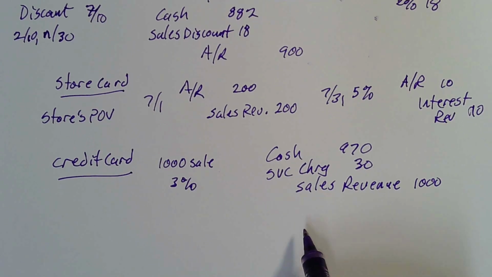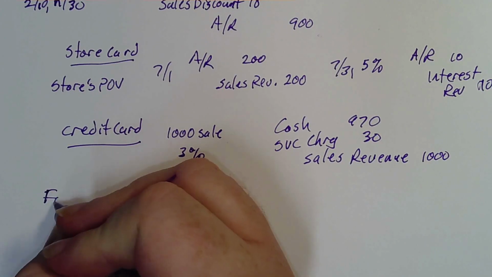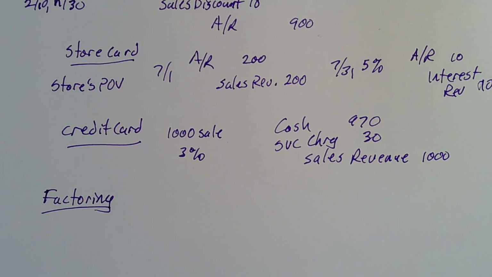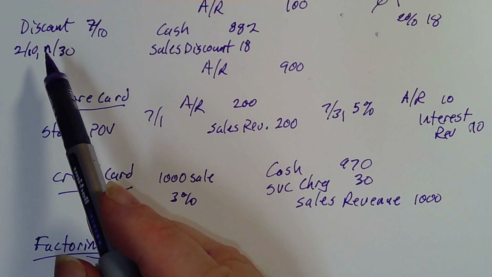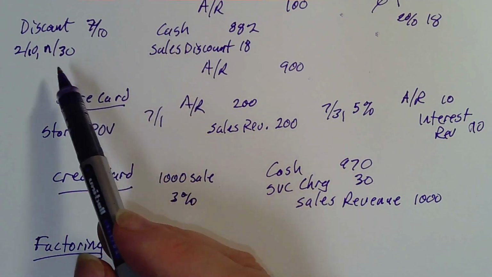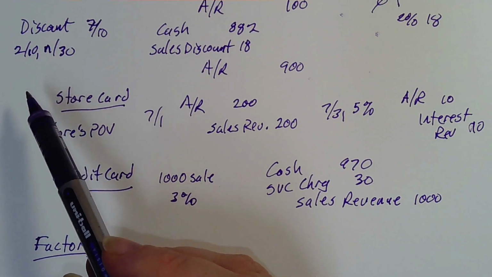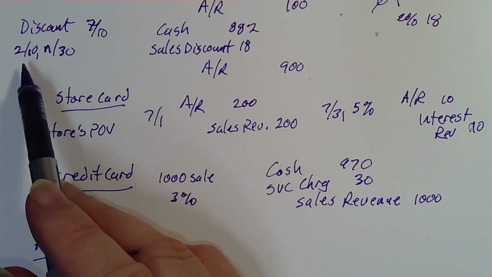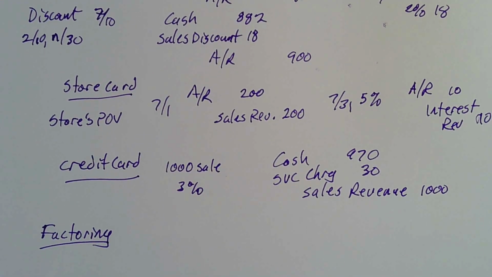Okay, one other thing we want to talk about with AR before we get into the main topic for this video, which is factoring. Sometimes, just in the same situation as 2/10 net 30, a discount. Well, why do companies do that? Sometimes they're willing to give a little discount to get their cash sooner. If they can get their cash in 10 days rather than 30 days, well, they can turn around and do some things with that cash. Maybe buy more inventory. Maybe they need to pay employee wages. So sometimes it's worth getting a little less cash to get the cash sooner. And factoring is another one of those things.